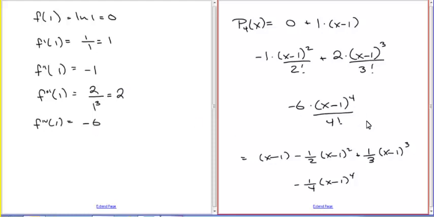And then you can simplify it down. So you get 1 over 2 factorial, which is 1 over 2, that's a half. 2 over 3 factorial, so 3 factorial is 6, so you get 2/6, which is 1/3. Here we get 6 divided by 24, which is 1/4. And that's it.